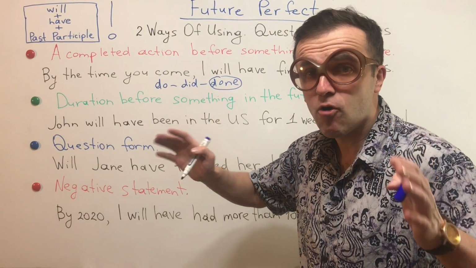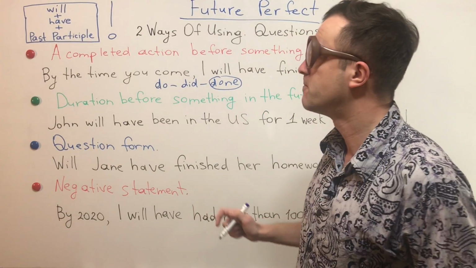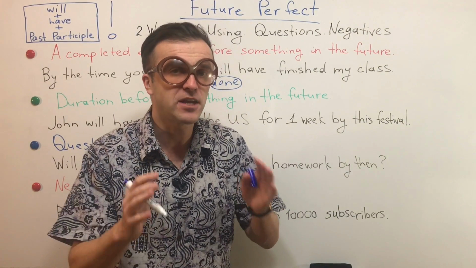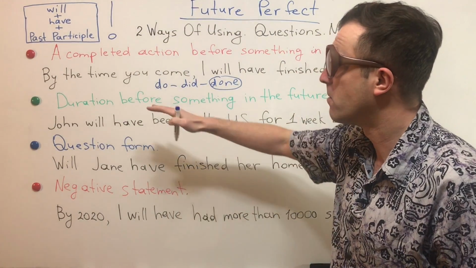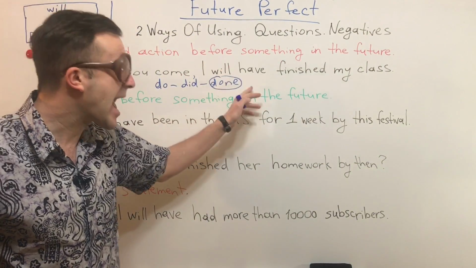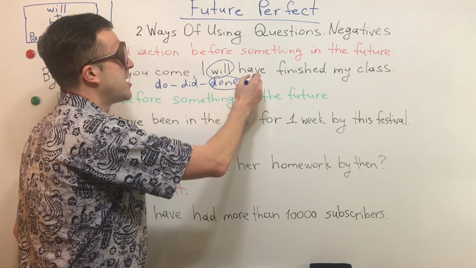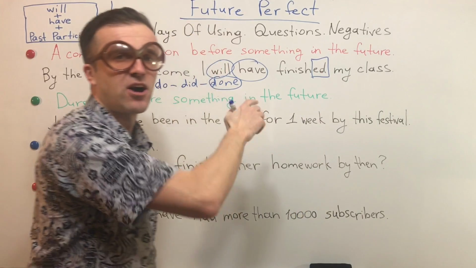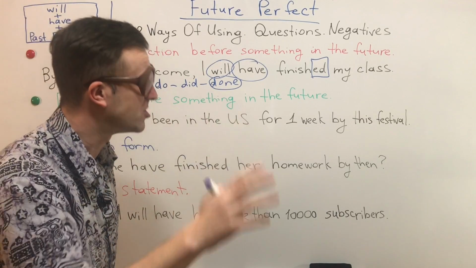So let's move on to the first way of using the future perfect. First way: a completed action before something in the future. Let's move on to the example. By the time you come, I will have finished my class. So don't forget to use will, have, and finished, because for finish we put the third form. Not second, but third.